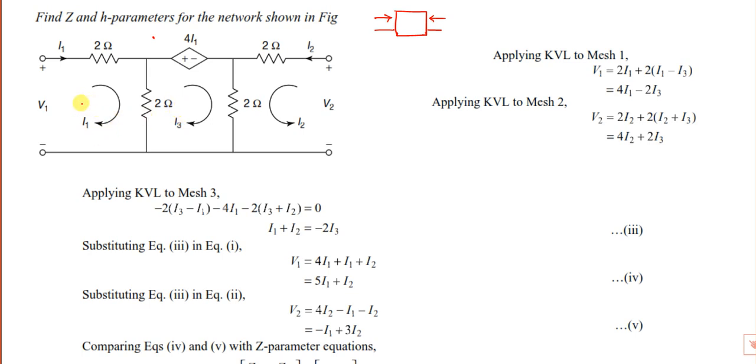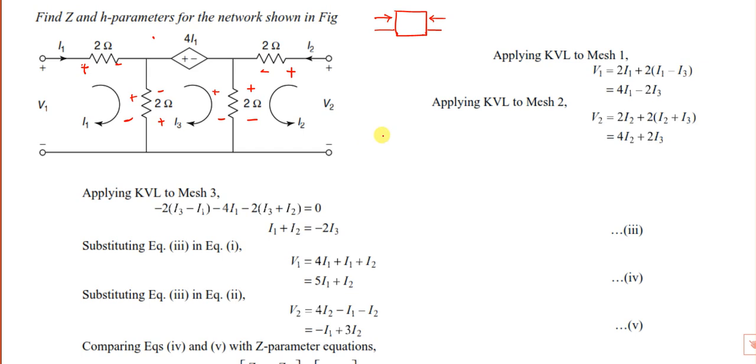So apply KVL for mesh 1. Before that, I'll write the polarity here. Let me consider plus here, minus here. This is already a voltage source. For the I2 and I3 directions, the polarity is plus minus, plus minus. I2 is clockwise, so this is plus, this is minus, this is plus, this is minus. Please observe, in the two, plus to minus, plus to minus, these two I2 and I3 will get added. Here it is subtraction. Okay, apply KVL for mesh 1.